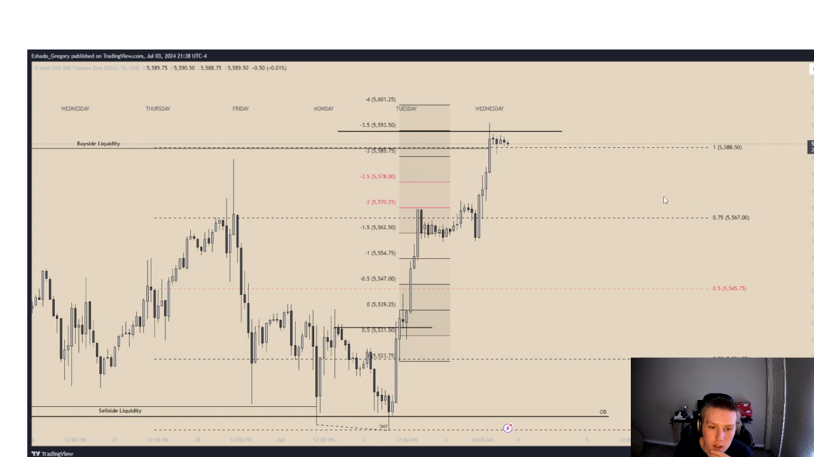So there's that projection. Notice here, this is happening within 25% of the dealing range. And then this measuring gap is happening within 50% of the dealing range. And then we're consolidating around 75% of the dealing range.